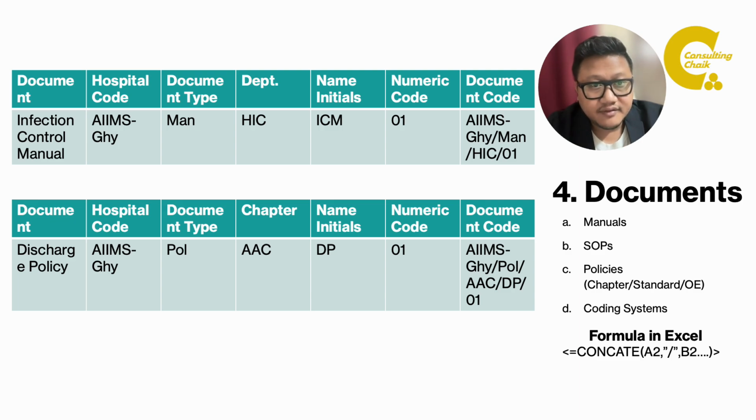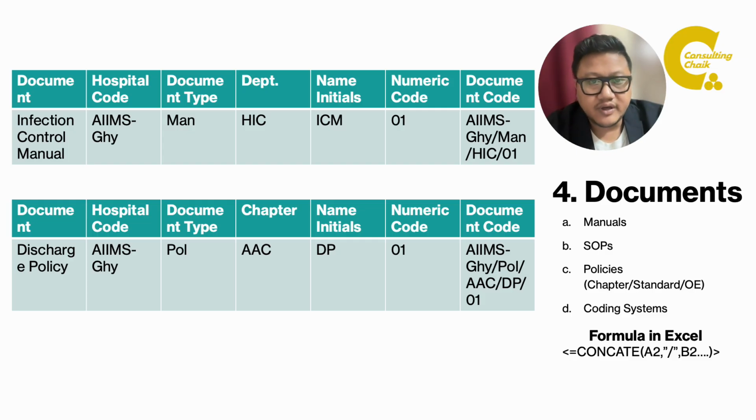So if you have an infection control manual, you will have it like AIMS. Say for example, this is for AIMS Guwahati. So AIMS Guwahati, your hospital code, you can see here AIMS-GHY. Then you have MAN for manual. Then you have the department HIC. Then you have the initials, infection control manual. Here it should be ICM actually. Then you have the numeric code.